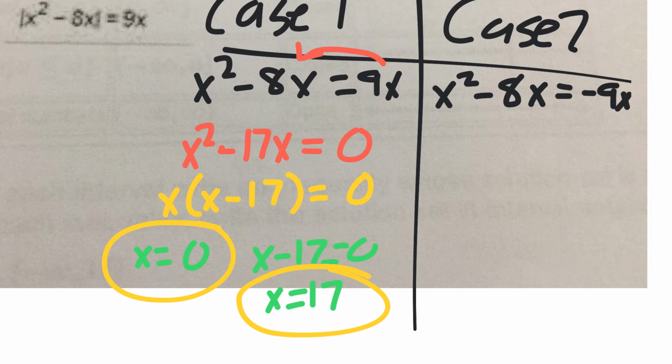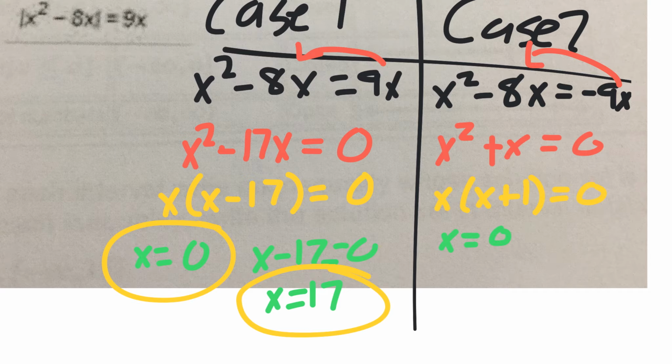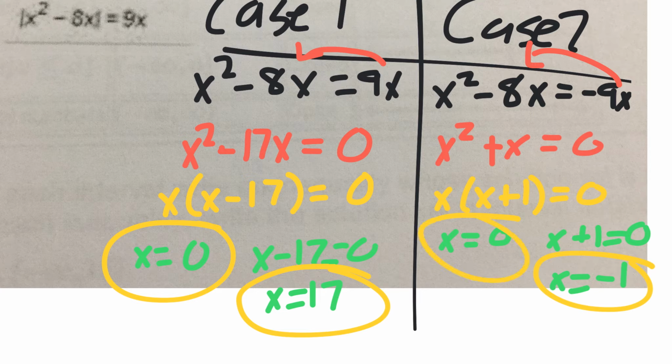Now let's try the other side. Get everything with an x to the same side. So I move the negative 9x over. It becomes positive 9x. So that leaves me with x squared plus 8x plus 9x... so 8x plus x equals 0. Now factor. There's a GCF of x. That's x times x plus 1 equals 0. Two things multiply to be 0. Either the first thing is 0 or the second thing is 0. So x is negative 1 or x is 0.